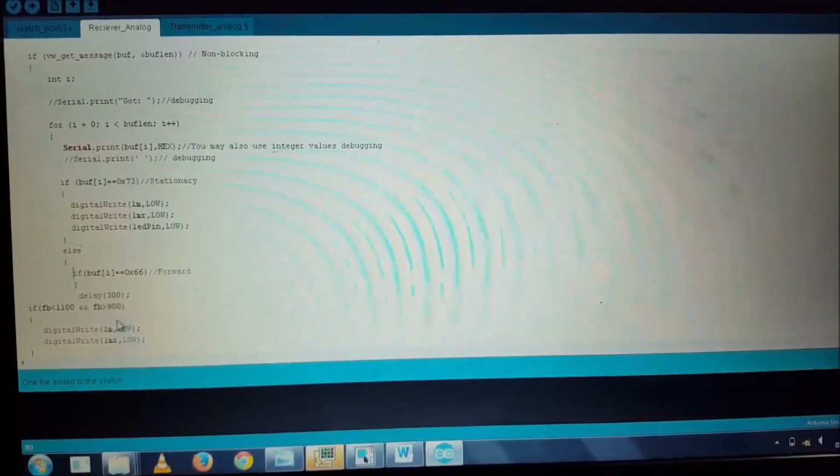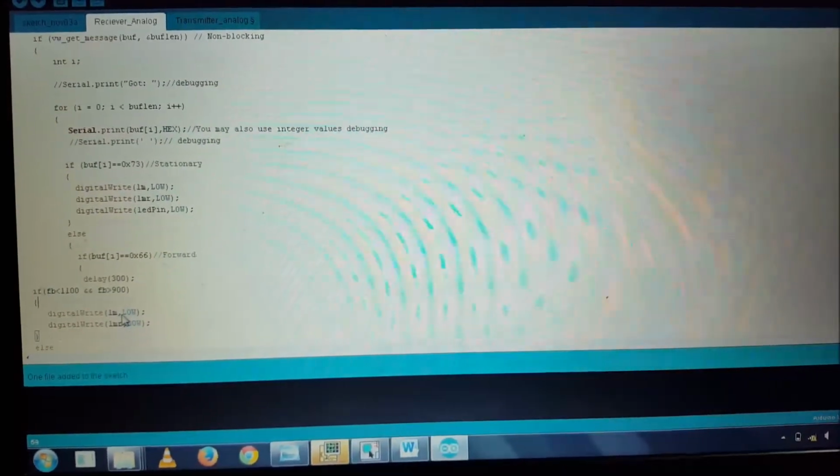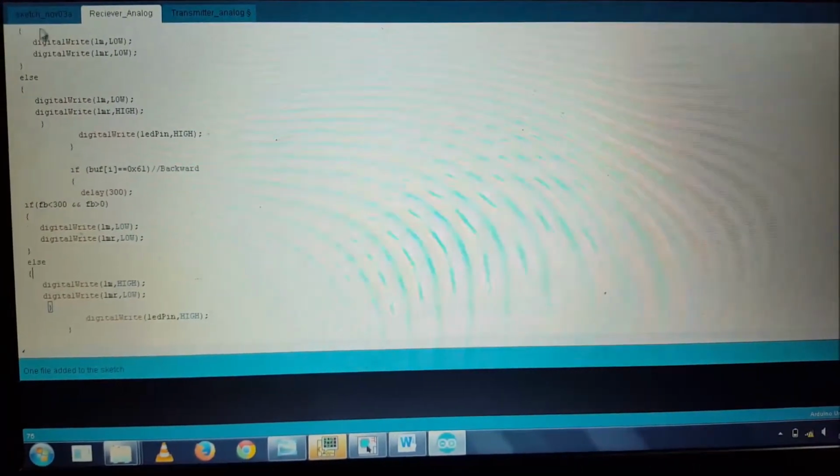Now when forward is set, the motor is supposed to rotate in one direction to make the potentiometer reach one end. If the potentiometer is already on that end, which is read using FB, both the LM and LMR are low, and if not, it's low and high. Now similarly for the other extreme end, if the potentiometer is already on the other extreme, then both are low. If not, then the motors run in different directions, low high and high low, as we can see.